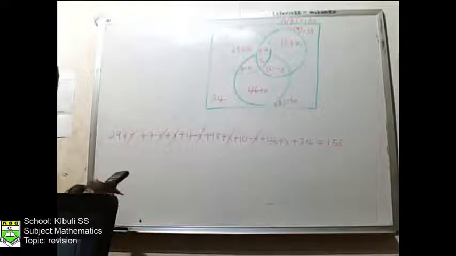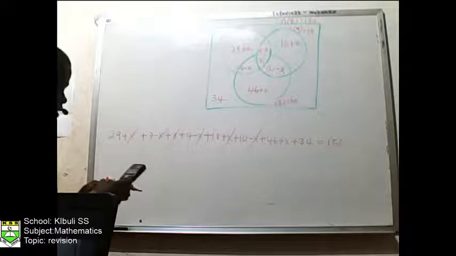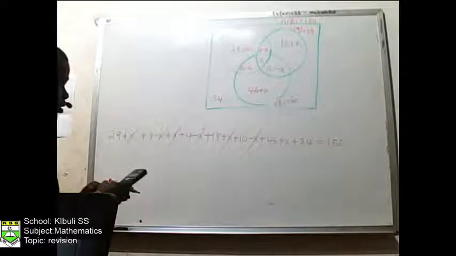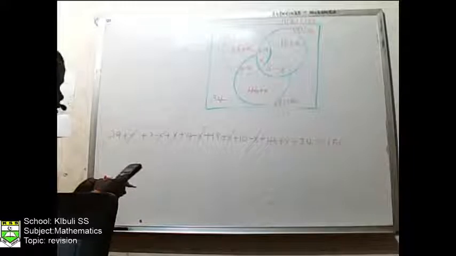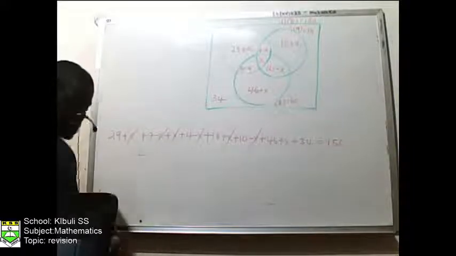So 29 plus 7 plus 4 plus 18 plus 10 plus 46 plus 34. So the answer is 148.